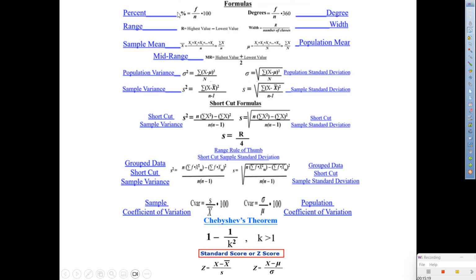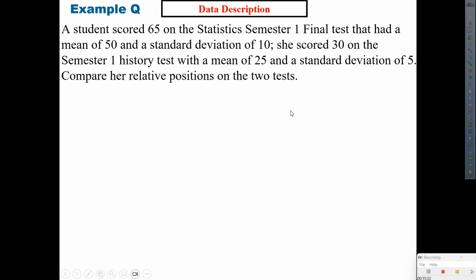By now you should have 1, 2, 3, 4, 5, 6, 7, 8, 9, 10, 11, 12, 13, 14, 15, 16, 17, 18, 19, 20, 21. Let's go.